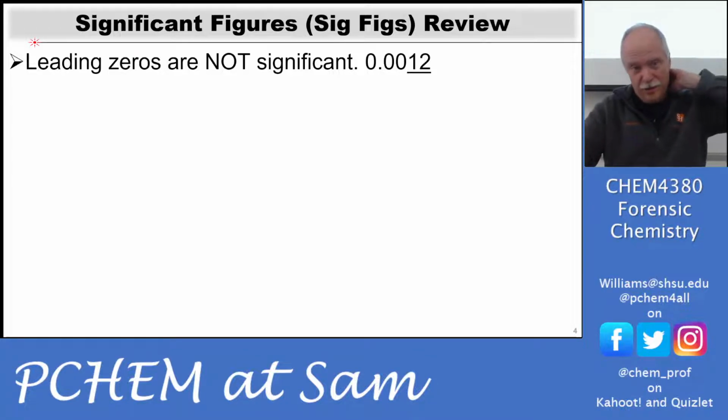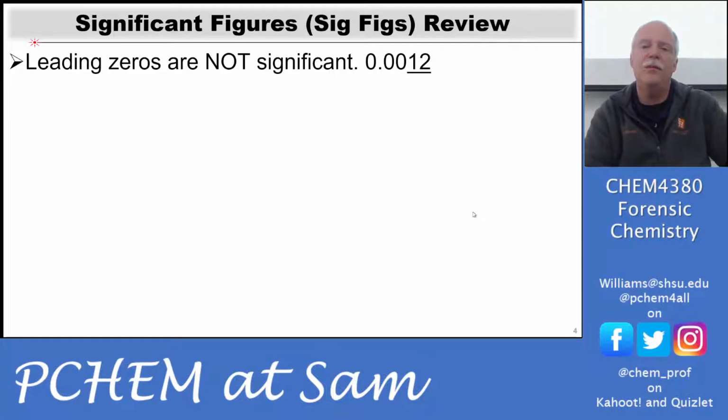Okay, so let's talk about the rules. And again, the thing that you want to keep is you want to keep all of the certain digits. Like in my measurement, all of those certain digits were the grams. And then the 0.1, that 10th place was the uncertain digit. That was my last digit. That's the one that's going to fluctuate most likely.